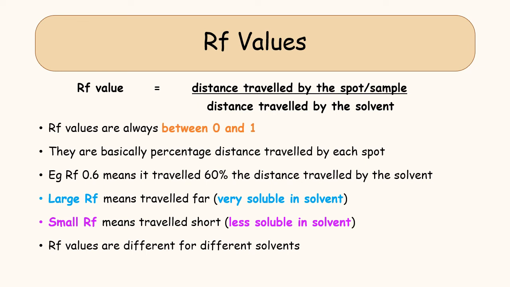This is important if you're given a whole load of different RF values and then have done an experiment. You need to make sure you're only comparing like with like. So RF values can only be used if you're looking at experiments done under the same conditions. So under the same temperature, under the same humidity, and most importantly, using the same solvent.